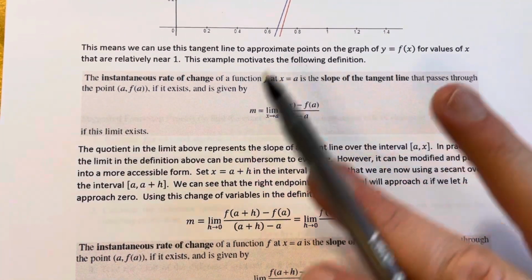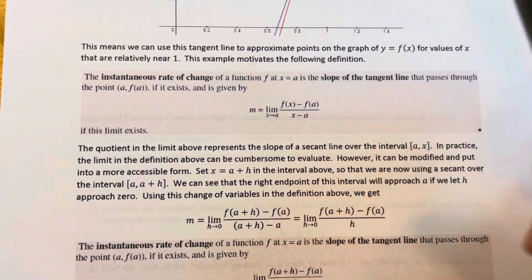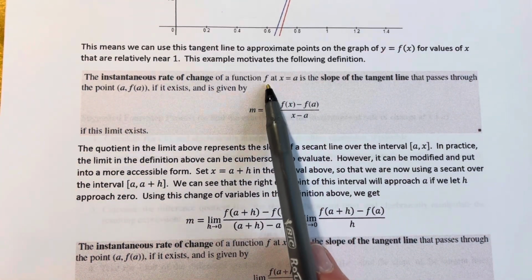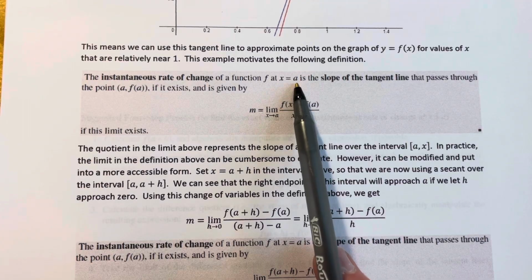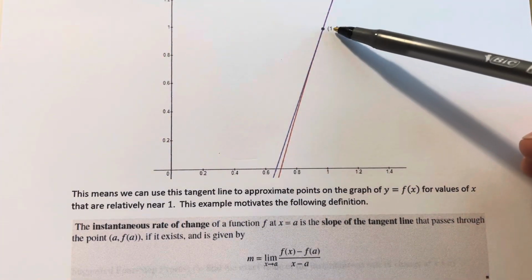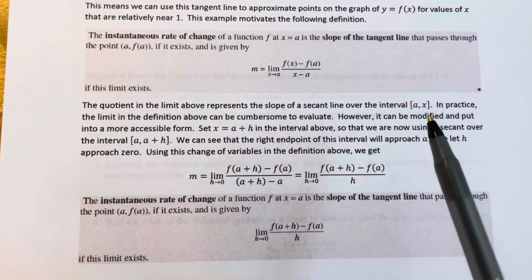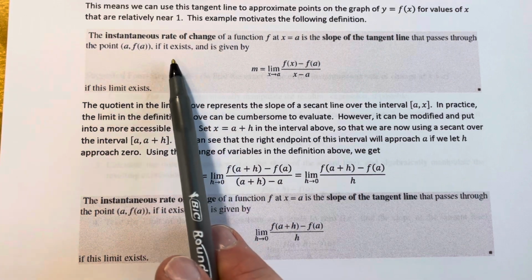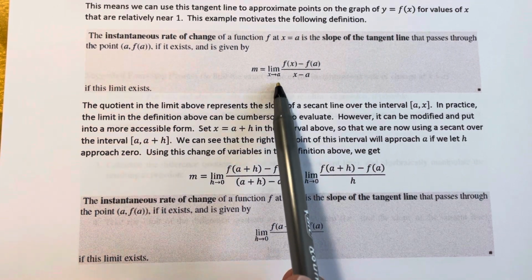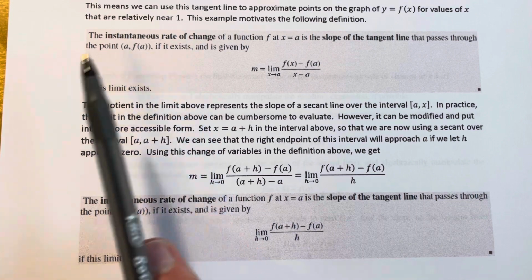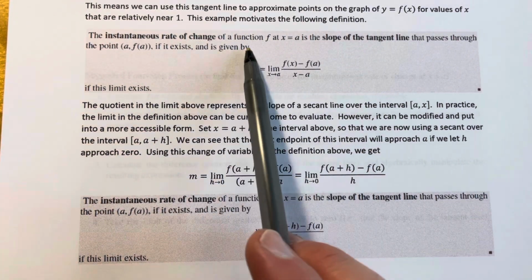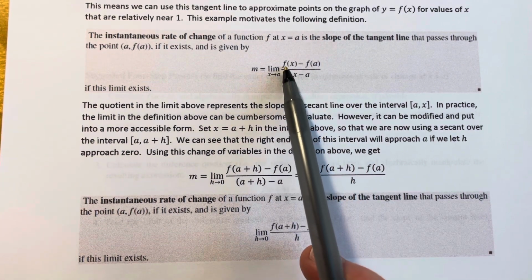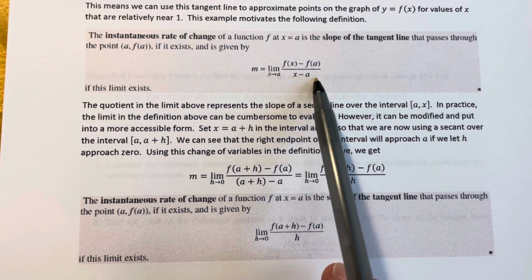So here's where we make this idea kind of official and precise. The instantaneous rate of change of a function f at x equals a, which in this case, x was equal to 1, that would have been like the a in that example, is the slope of the tangent line that passes through that point, a, f of a, assuming it exists. Remember, limits can fail to exist, so there are going to be cases where this doesn't exist. It's given by this, m, which we use for slope in algebra, equals the limit as x approaches a of f of x minus f of a over x minus a.